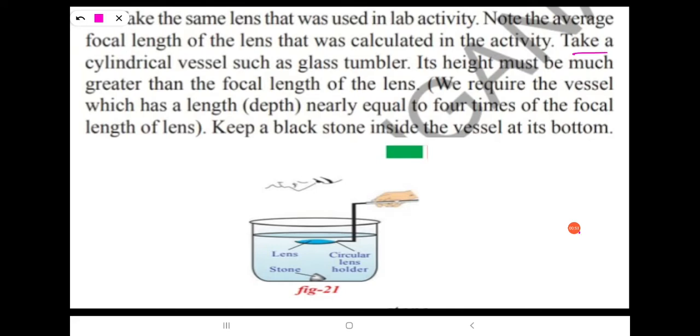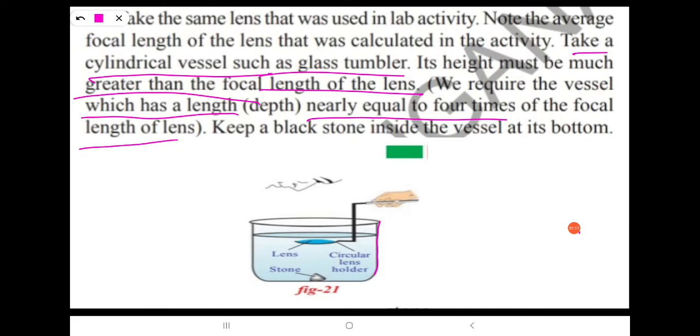take a cylindrical vessel such as a glass tumbler. Its height must be much greater than the focal length of the lens. So we require a vessel which has a length nearly equal to 4 times the focal length of the lens. Yes. Now keep a black stone inside the vessel at its bottom. Okay.